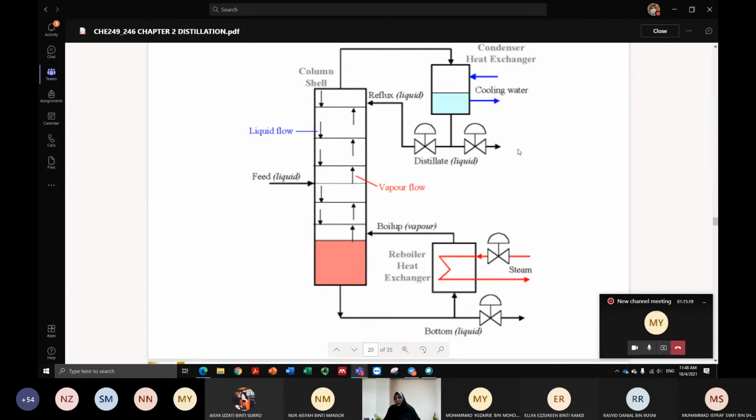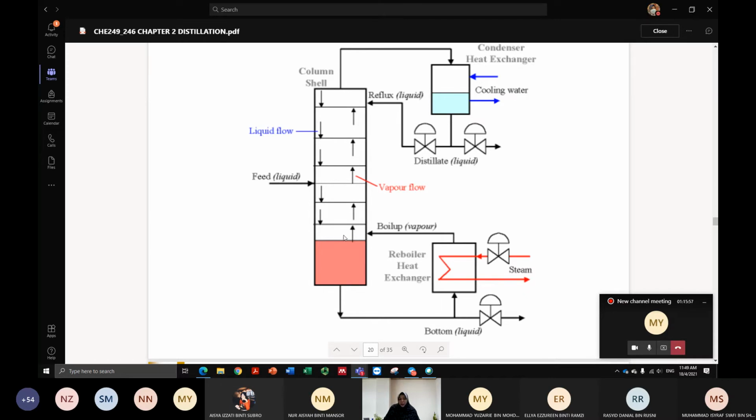So what else can you do? This is what you can control. The next thing you can control is the reflux ratio. You can change the reflux ratio because you can change the amount of distillate you would like to collect, and the amount of reflux you would like to feed into the column again. That's your choice. So by changing the reflux ratio, you can also change the purity of your distillate.